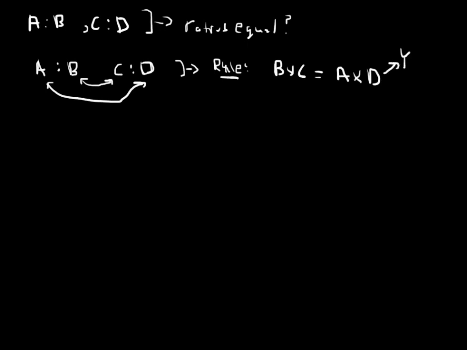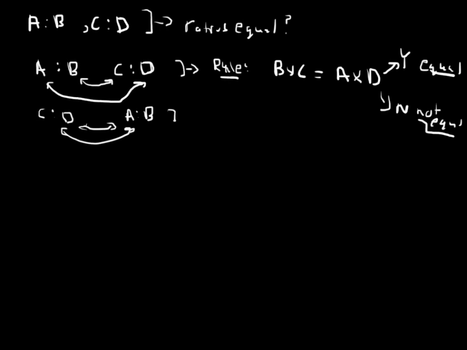if yes, then they're equal. If no, then they're not equal. And you can do this the other way around, with C to D first and then A to B. So B times A is equal to C times B. Essentially you can see that they're the same thing: C times B is here, C times B is here, D times A is here, D times A is here.